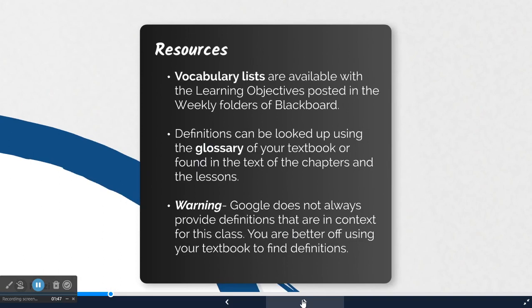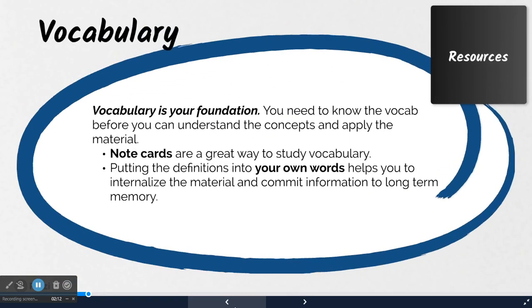I do want to throw a warning out there. Sometimes when you Google terms, it's not always providing you the definition in the correct context. So looking in your textbook in the chapter or in the glossary is going to be more accurate. You may not have an incorrect definition from Google, but it might be incorrect in this particular situation. Note cards are a great way to study vocabulary. You can use these to help you memorize those vocabulary terms.